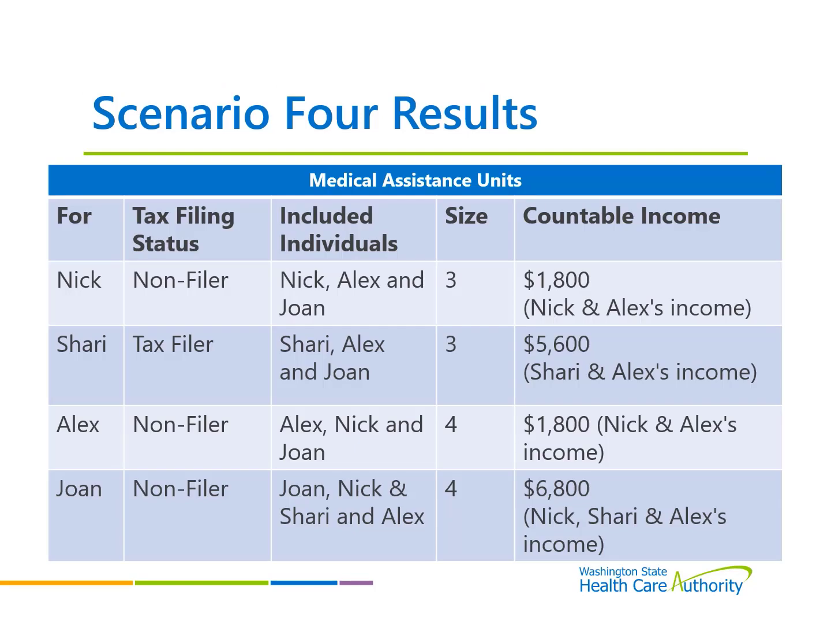Here are the results for scenario 4. Since Nick is a non-filer, his medical assistance unit includes himself and his 2 children. Sherry is a tax filer, and her medical assistance unit includes herself and her 2 tax dependents. As you can see in this table, only Nick and Alex are eligible for Apple Health.